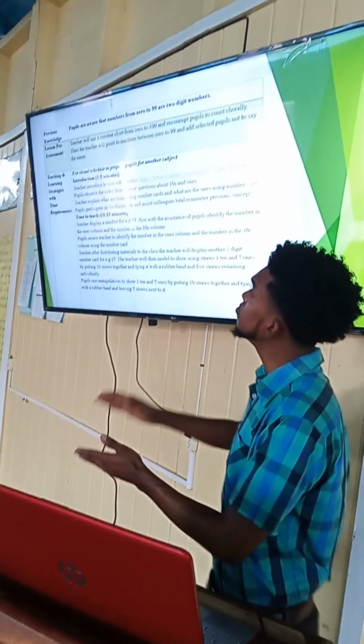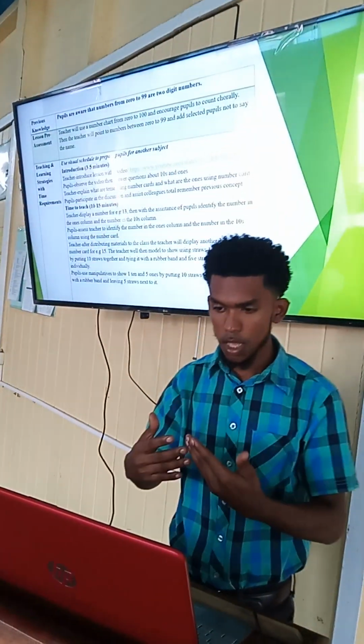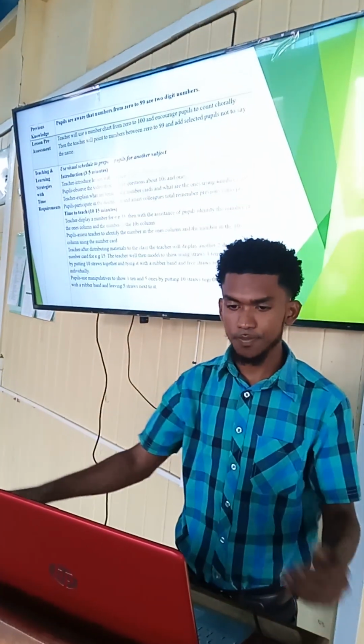So this is the methodology. This is the meat of the lesson. This is exactly what was going to be done. This is how the lesson would have been taught.